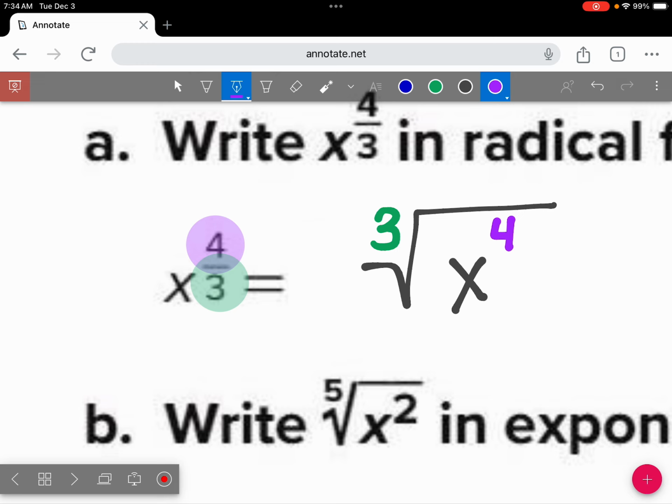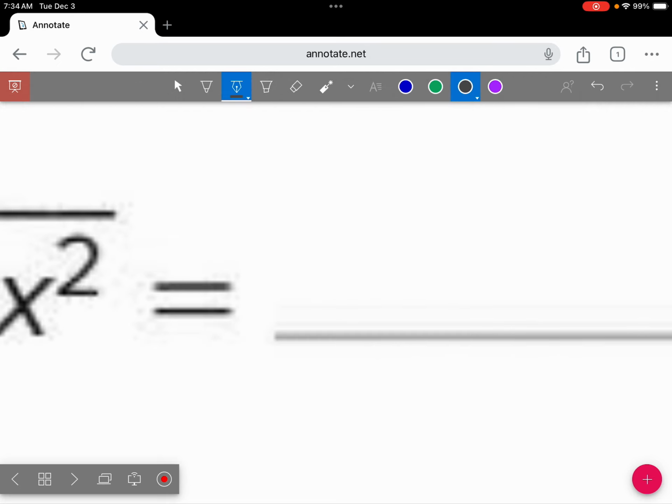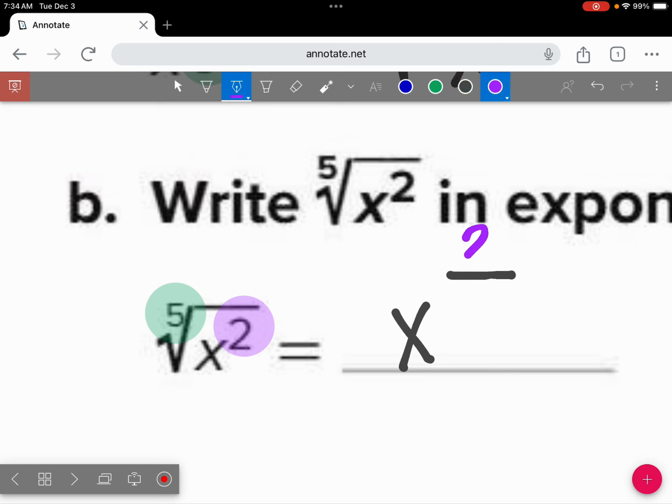So the second one, we're just doing the same thing but in the other direction. We're just going to start by switching things back and forth. I could put this as my x to the power of 2 and my index of 5. So we're going to have this as a fraction. My power goes on top, my index goes on the bottom.